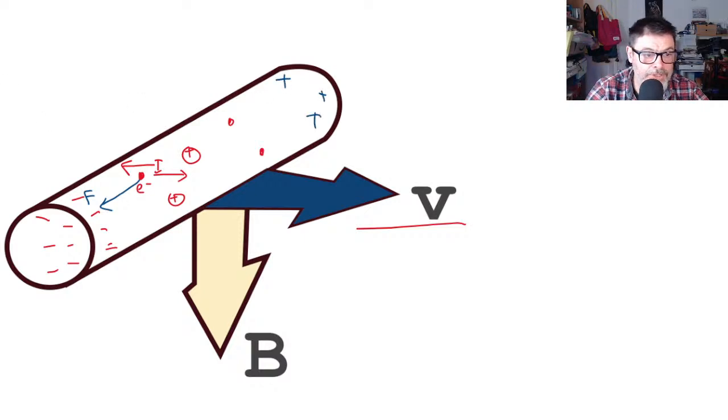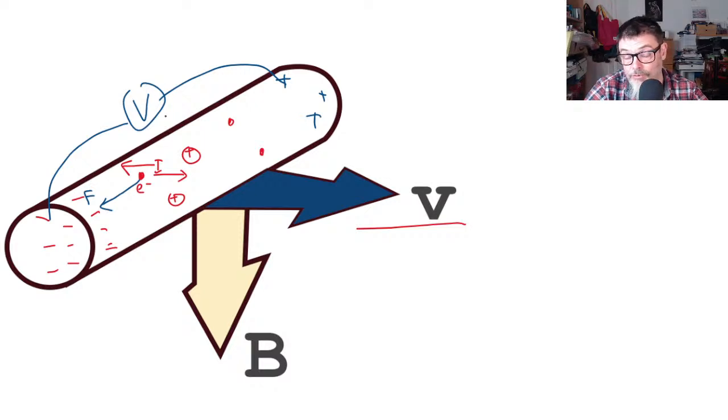Now what we've done is create a distribution of charge that isn't the same everywhere. If we were to put a voltmeter, say, across here, we would measure a voltage. In other words, we've created a source of electricity, or an EMF, by moving a conductor through a magnetic field, and this is the basis of the process of electromagnetic induction.